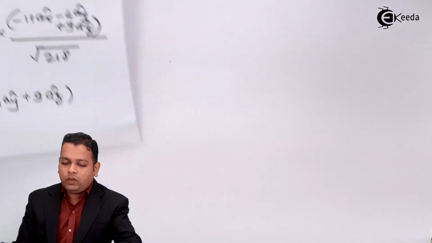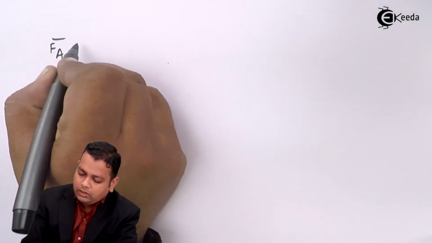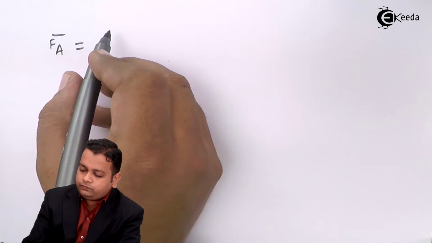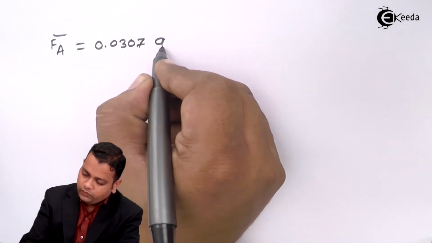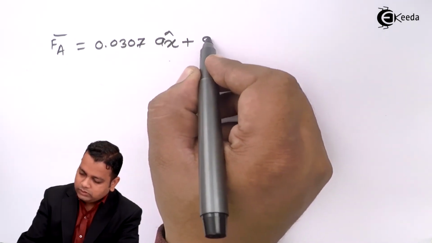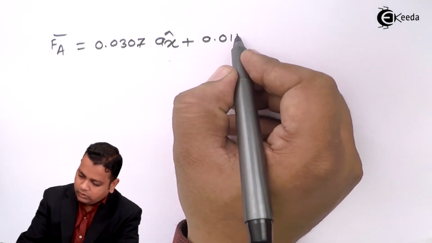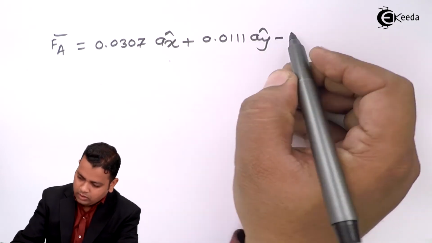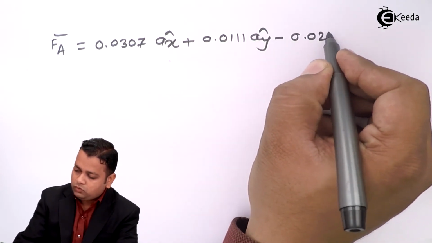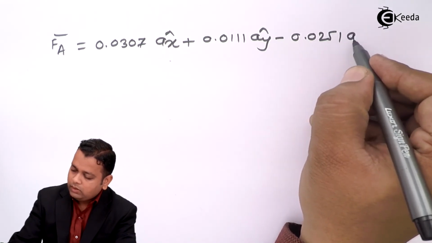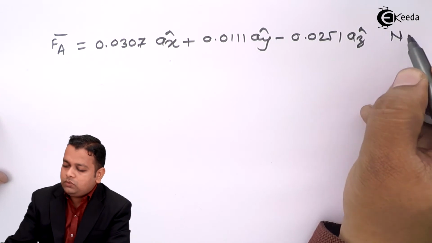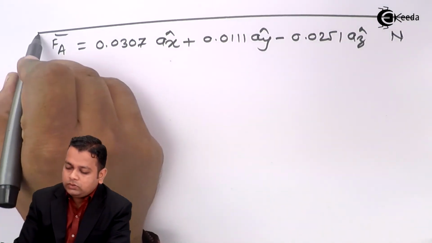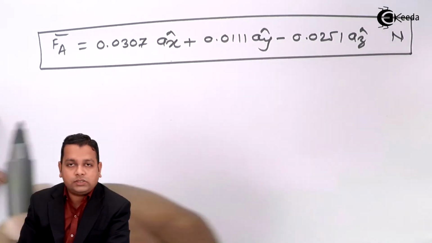So finally FA bar for portion C is obtained as 0.0307 AX cap plus 0.0111 AY cap minus 0.0251 AZ cap. As this is the force, we must put the unit newtons to it. So this is the required answer for part C.